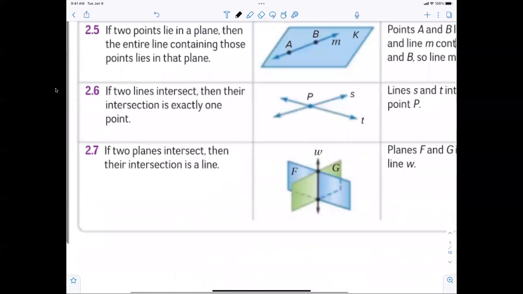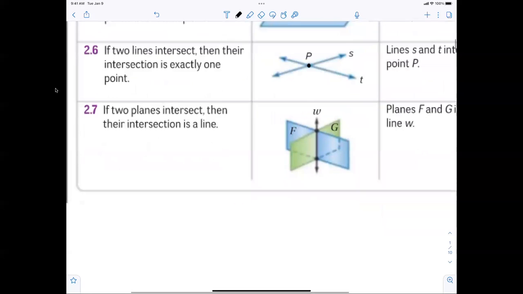All right, now if 2 lines intersect, then their intersection is exactly what? 1 point. There's no way it can intersect in what? 2 points. All right, unless we were doing non-Euclidean geometry, then it could intersect at 2 points. All right.